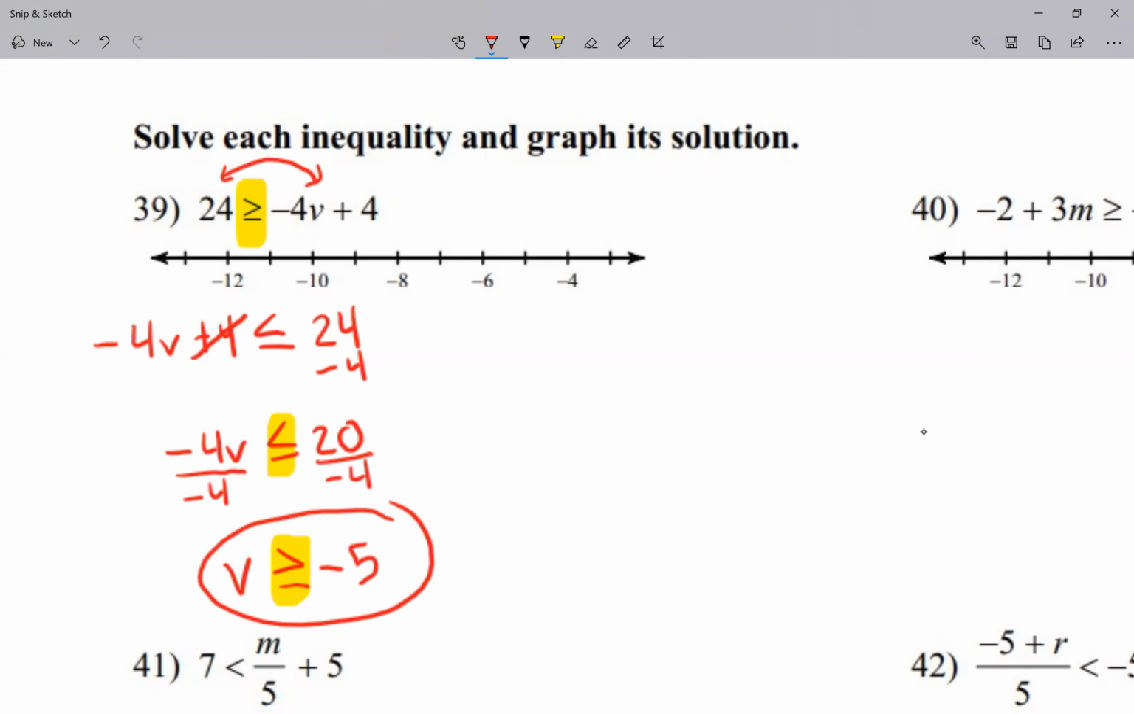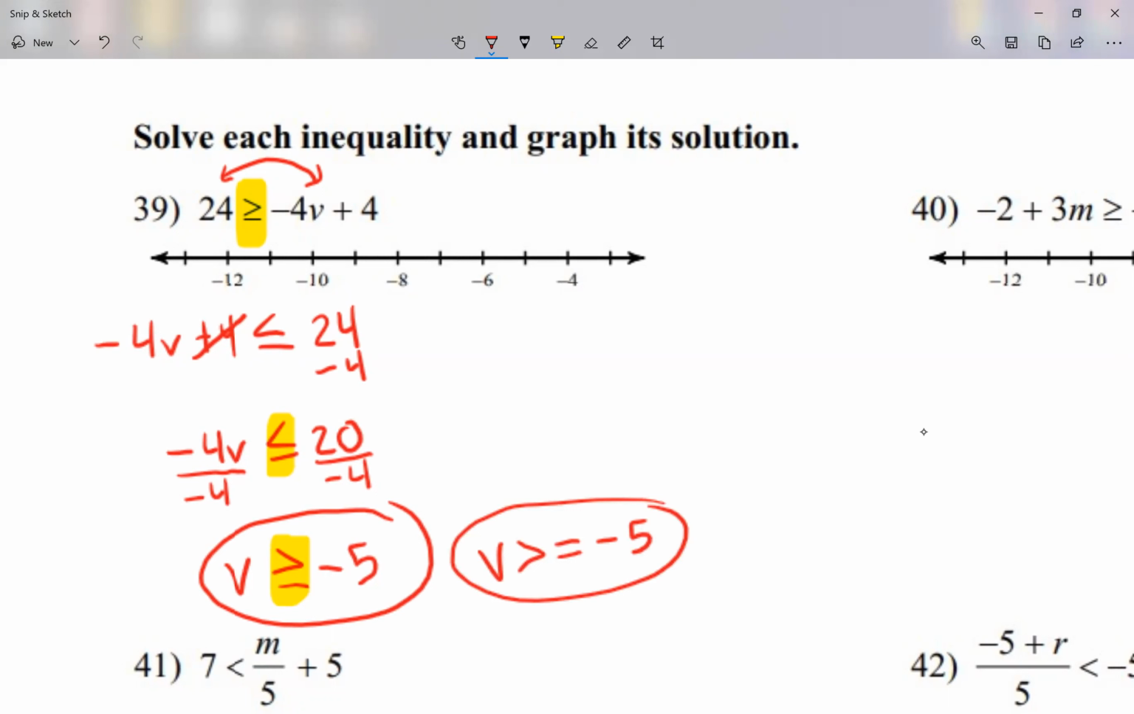Now the symbol greater than or equal to, the way I'm going to type this in Canvas, I'm just going to go v greater than equal to negative 5. This is how you guys will type it. So this is just solving it. Some questions I'm going to ask you to graph it.